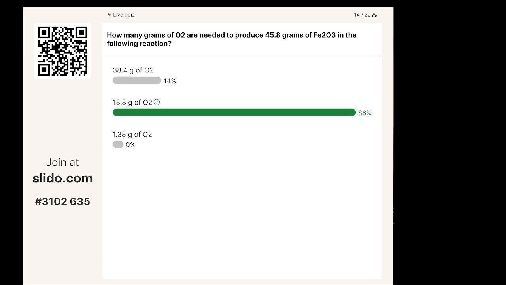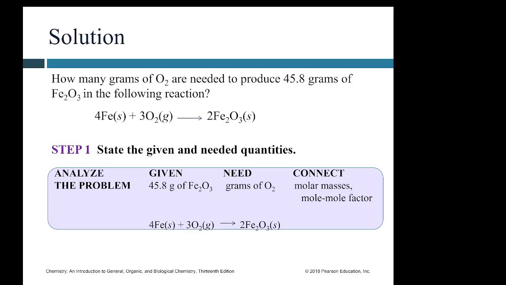Okay. That is correct. Can you show me how you got there? Yeah, definitely. Okay, so right here we have the formula. So remember that whenever you see these reactions, there are equations, right? And so we have here, how many grams of O2 do we need? That's what we want to end up in, right? We have here 45.8 grams of Fe2O3. That's what we're going to start with right there.